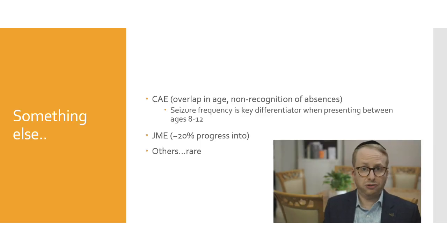The other thing which it can be confused for is juvenile myoclonic epilepsy. About 20% of juvenile absence epilepsies will progress into that phenotype, into that descriptor of juvenile myoclonic epilepsy. We will talk about that hopefully in the next video. There are other things it can be confused with, but they're much rarer, but these are the main ones.